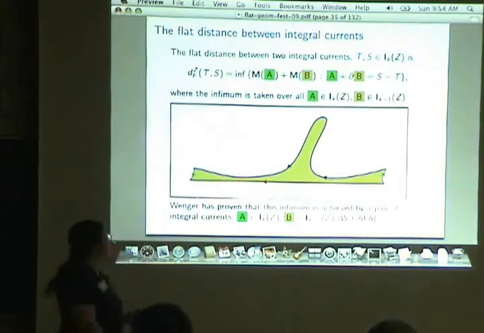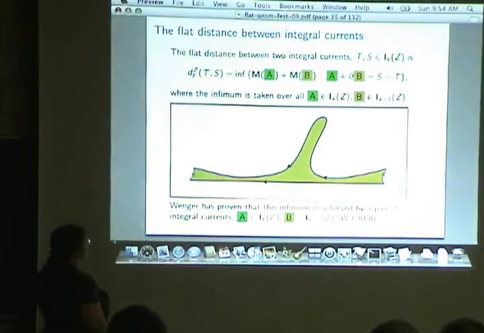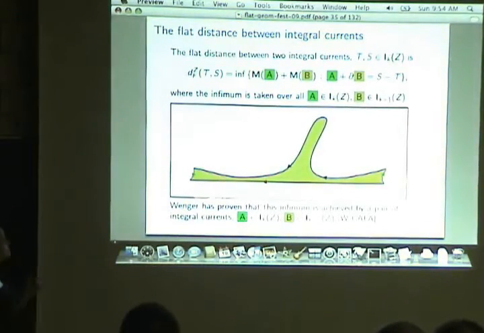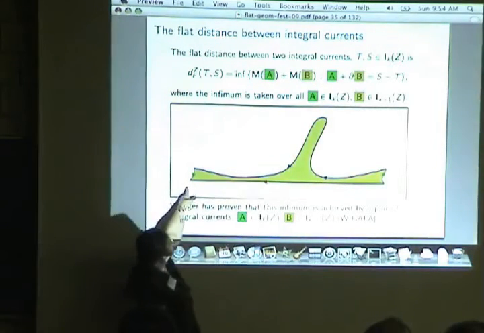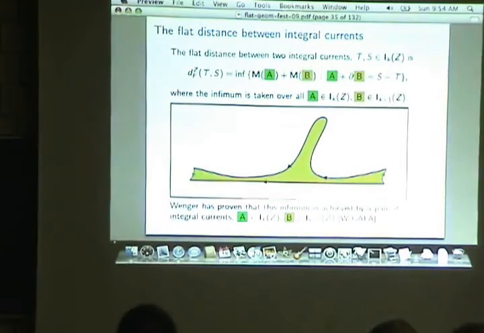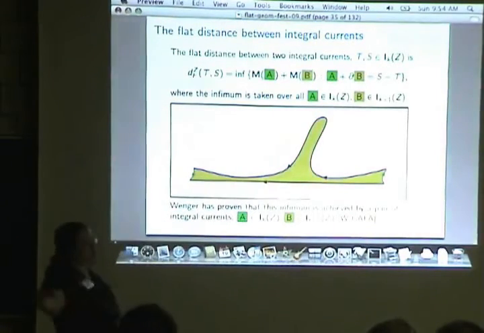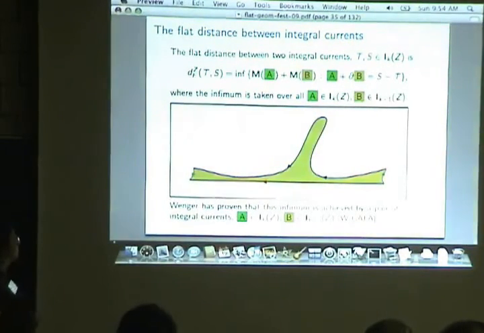But they are close in the flat sense, because the flat distance asks you to find the smallest possible sum of masses such that you can attach them on the ends to the little green pieces. So that's our A. And then fill in. So you attach it so it's a cycle. You create a cycle. So S minus T minus A is a cycle, and then you fill it in with B. So B is the yellow part. And you want to take the smallest possible mass of the A plus the mass of the B.